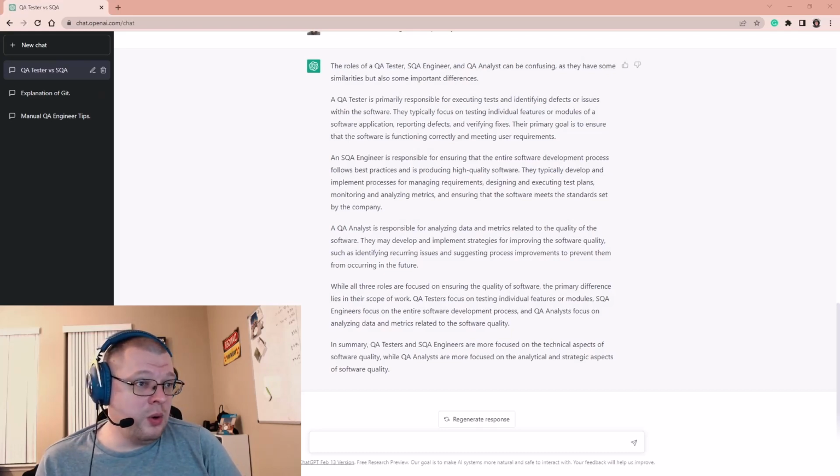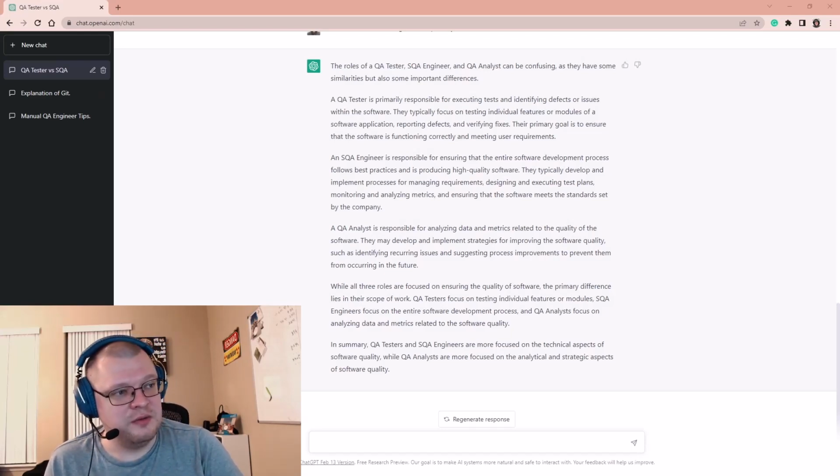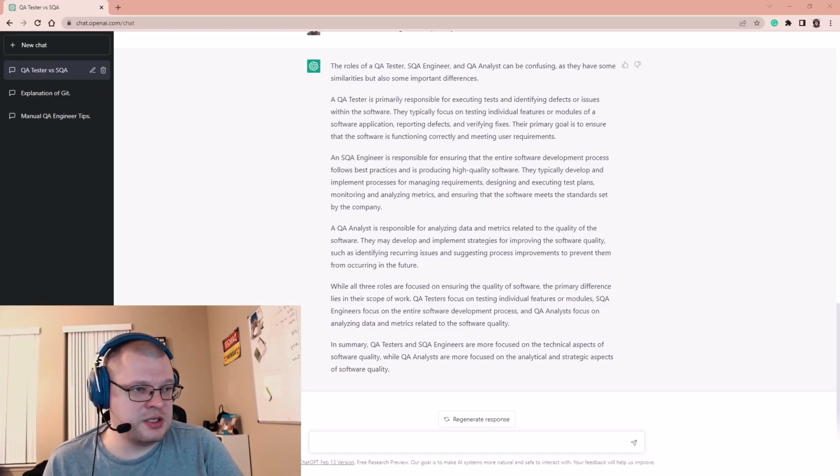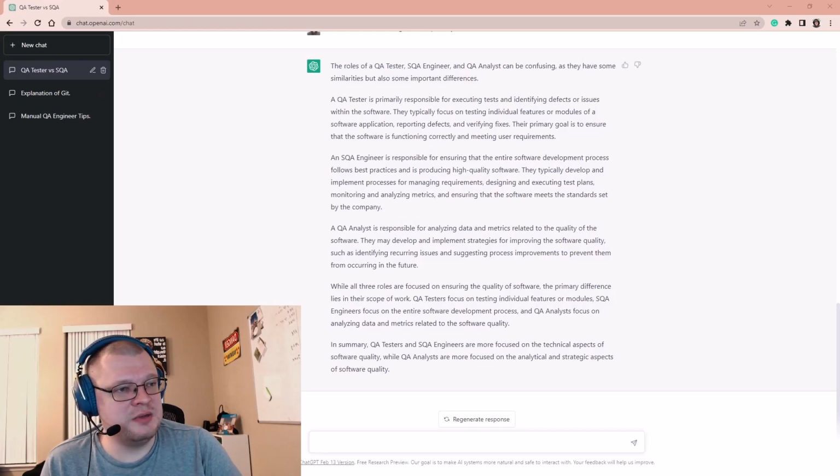While all three roles are focused on ensuring the quality of software, the primary difference lies in their scope of work. QA testers focus on testing individual features and modules. SQA engineers focus on the entire software development process, and QA analysts focus on analyzing data and metrics related to the software quality. But again, in reality, all of those titles are really interchangeable, because the responsibilities that you will have in the company will be defined by the requirements of the company, what this company really needs.